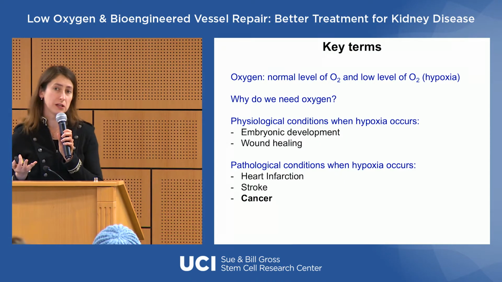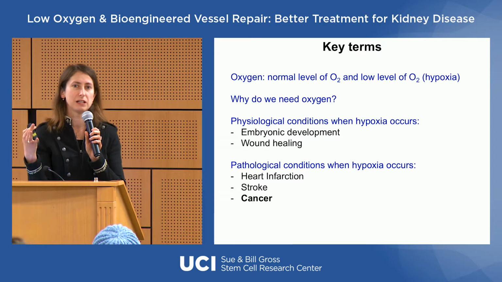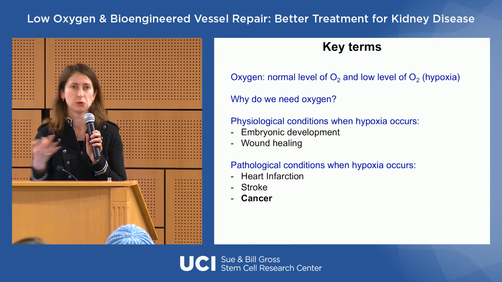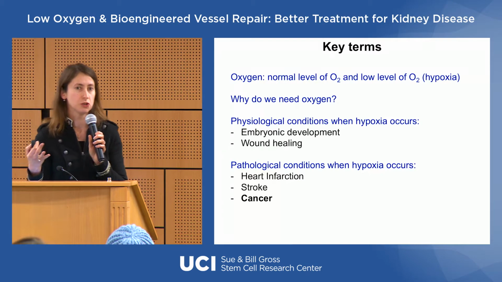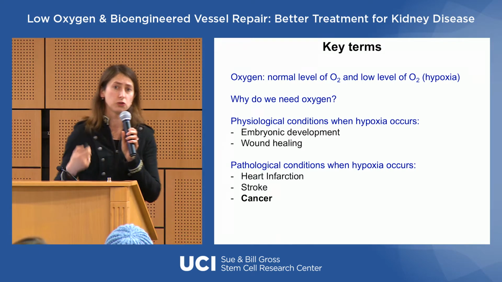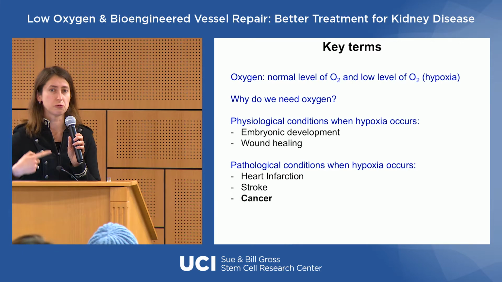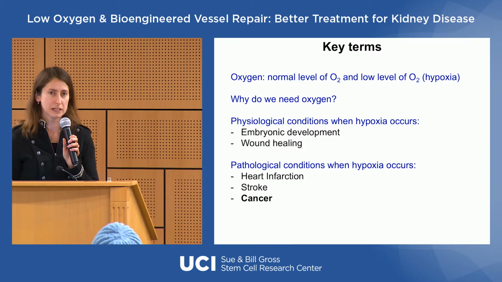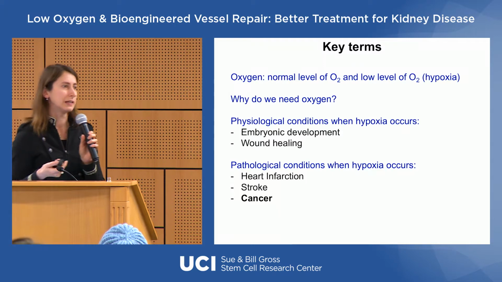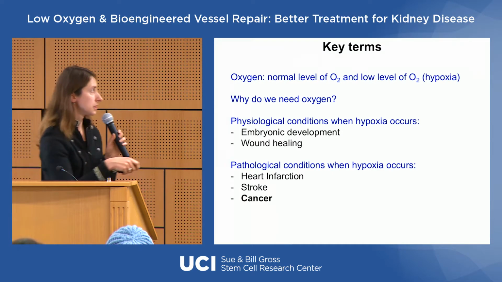So the first is very obvious, embryonic development. When the embryo starts developing, this is when there are no blood vessels. So there is no way to deliver oxygen to the tissues. So the level of oxygen is generally low when the embryo just starts to develop. But as the embryonic development goes forward, this is when the blood vessels are going to be formed. This is when the blood is going to be formed. And then this is when the oxygen starts to be delivered to the tissues.